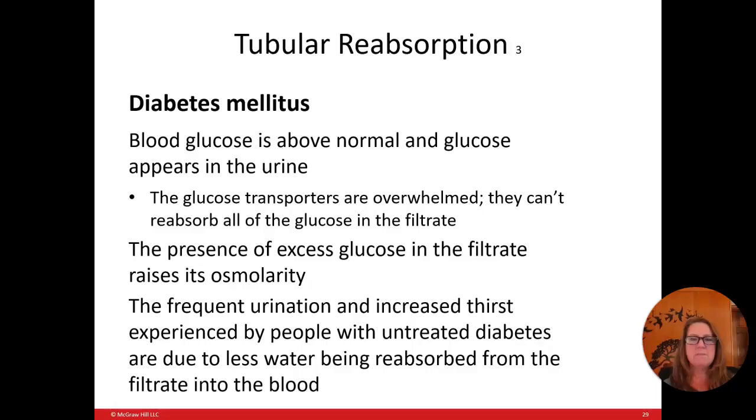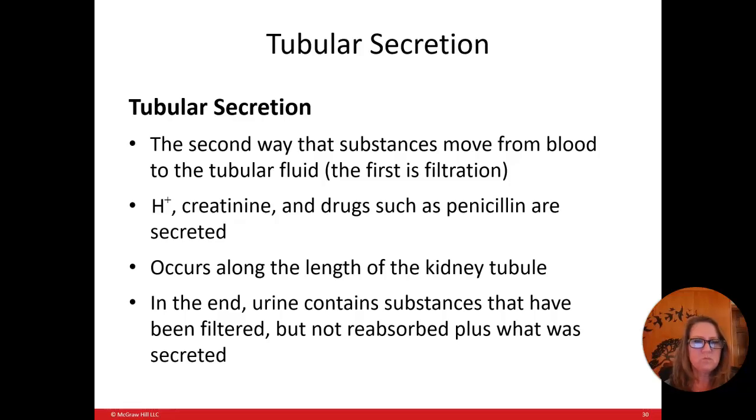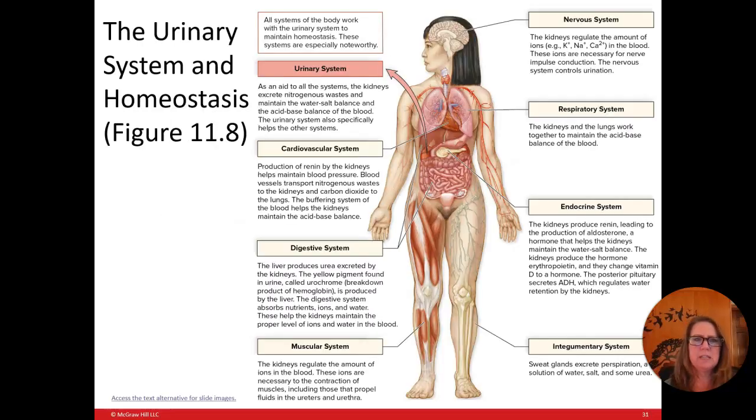So three of the symptoms of diabetes mellitus: one, excessive thirst. Why? Because of two, excessive urination. And we also see, because they're not able to metabolize their glucose properly, they're most likely losing weight. So those are the three top quintessential characteristics of someone with diabetes mellitus. Talked about that. So this is just a good overview, tying back to the urinary system and homeostasis.